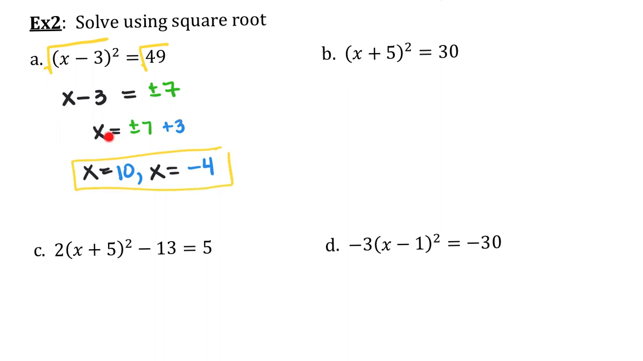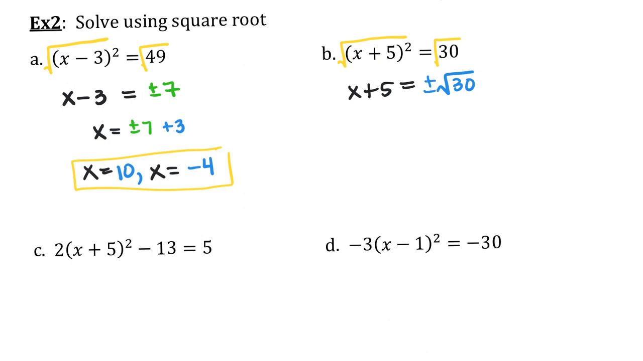You don't have to show this step here. Some people can add 3 and they go 7 plus 3, 10. Negative 7 plus 3, negative 4. And that's fine with me. Let's try B. Same problem. The x and the plus 5 are in parentheses, so I have to cancel the squared to get them out. The square root cancels the squared. x plus 5 equals, the square root of 30 is irrational. Does it simplify? 5 times 6, 3 times 2? No. I leave it as square root 30 and I make it positive or negative.